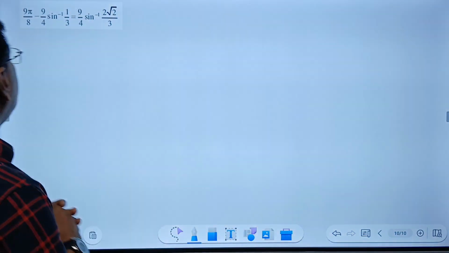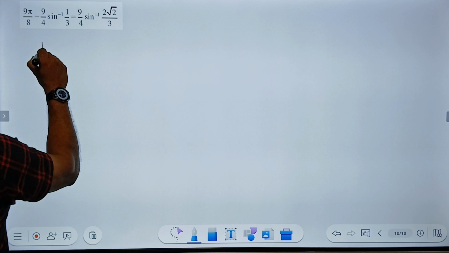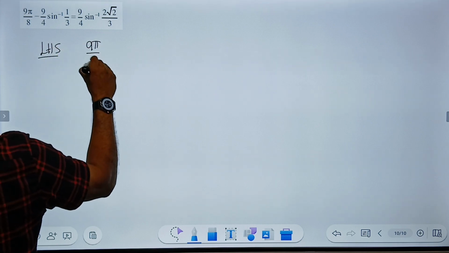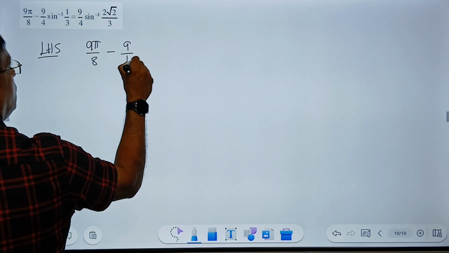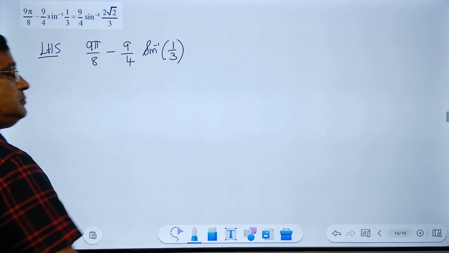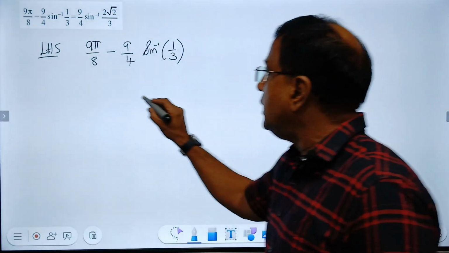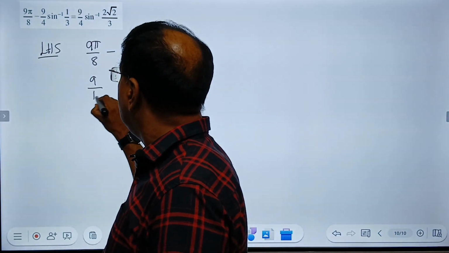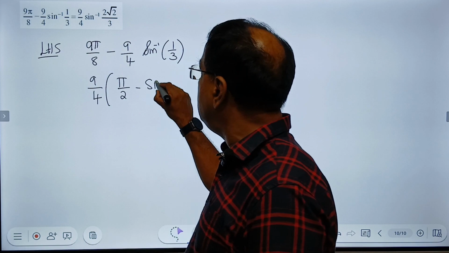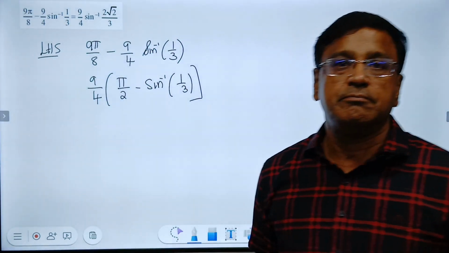Now look at this beautiful problem. It's a very, very nice question. I take the left hand side. The left hand side is 9 pi by 8 minus 9 by 4 sine inverse of 1 by 3. Relax. Now what is common in these two? Clearly 9 by 4 is common. Once 9 by 4 is common, I got pi by 2 minus sine inverse of 1 by 3. Am I right? Yes or no?